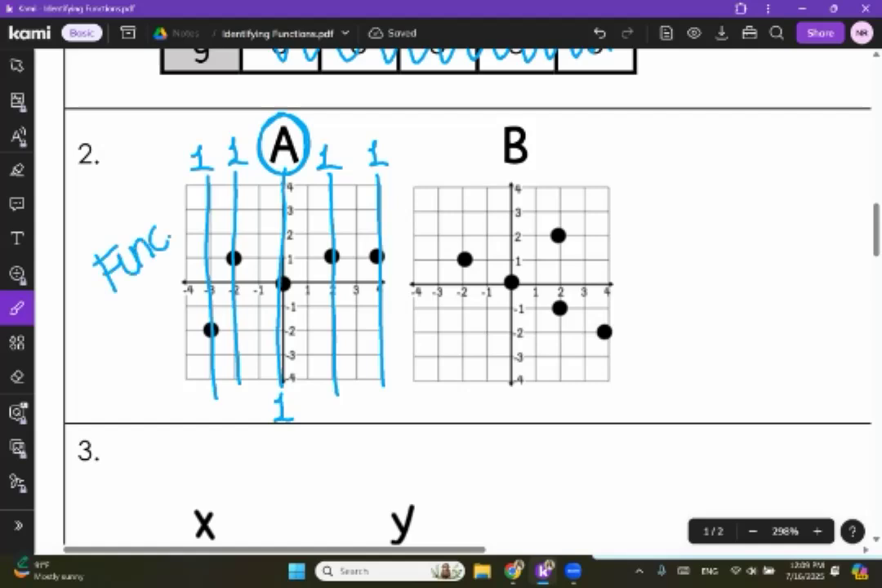Okay, look at B. This vertical line only touches 1 point, so that means it's a function, right? This one only touches 1 point, but if you go to that third vertical line, it touches 2 points. That would mean that B is the one that is not a function.